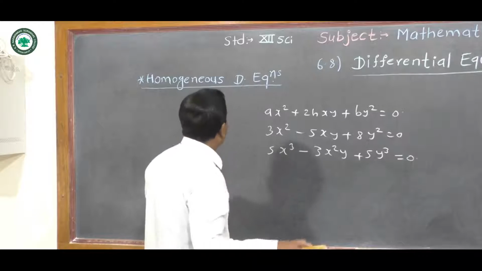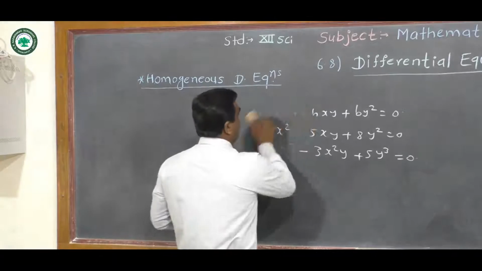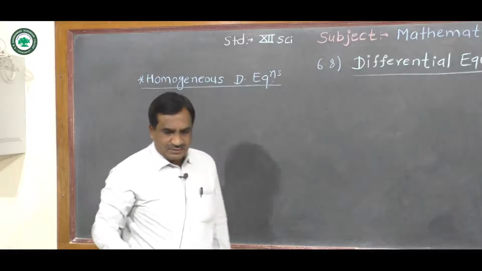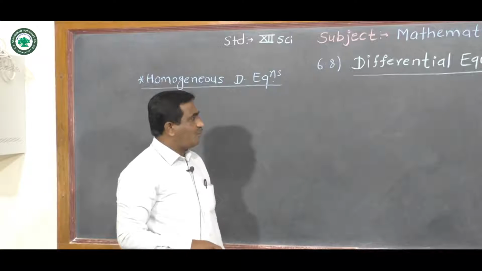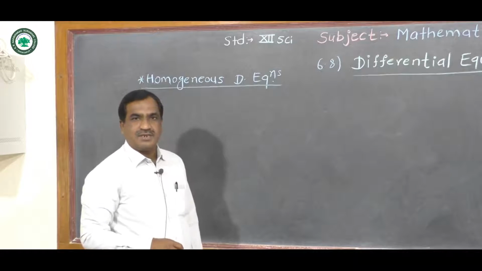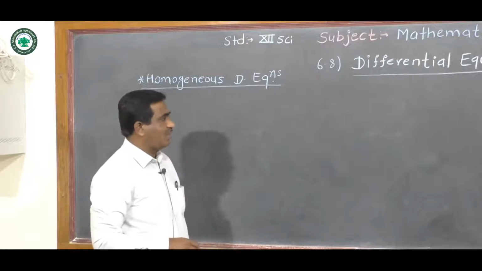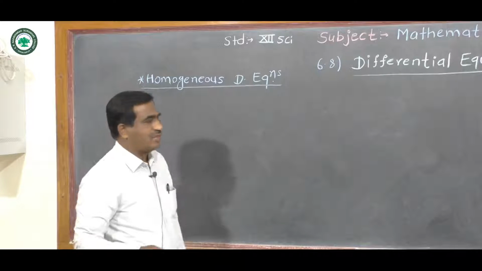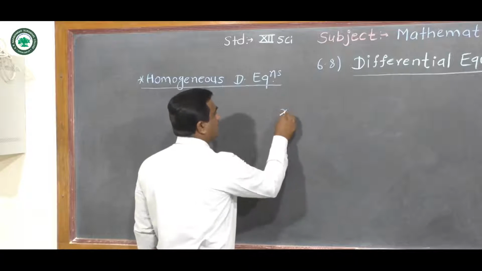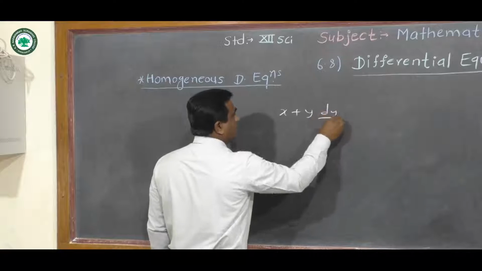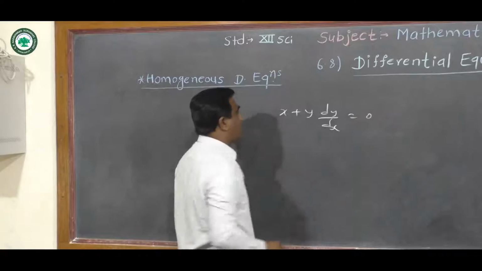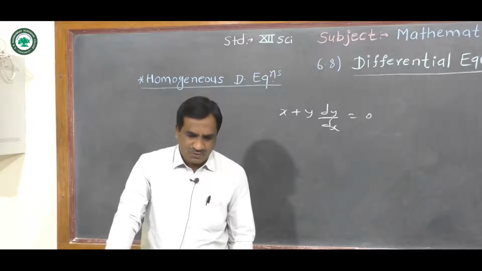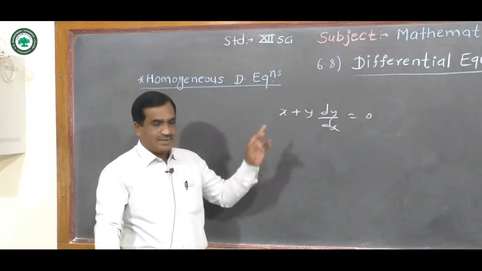Now we see what is meant by a homogeneous differential equation. If the sum of the indices of variables in the given differential equation is the same or equal, then that differential equation is called a homogeneous differential equation. For example, x plus y dy by dx is equal to 0. This is a homogeneous equation of degree 1.